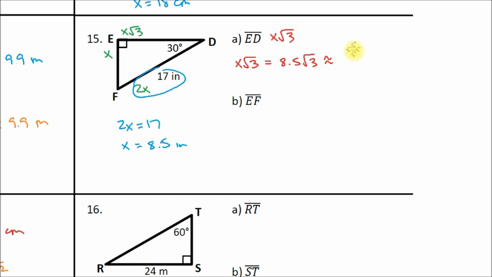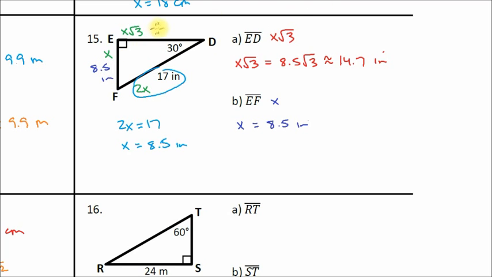And I'm just going to go ahead and give you that answer. That's approximately 31.2. Oops, sorry, got that one wrong. 8.5 times the square root of 3 is approximately 14.7, and we're looking at inches. And then EF is the short leg, and that is just equal to x. So x is equal to 8.5 inches. So let's label our short leg 8.5 inches.